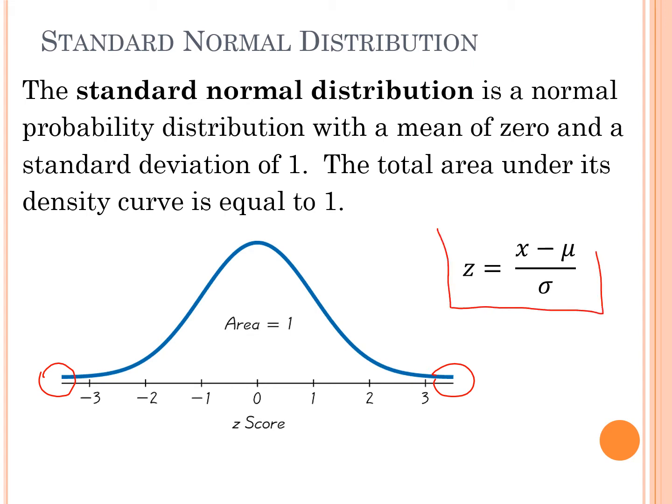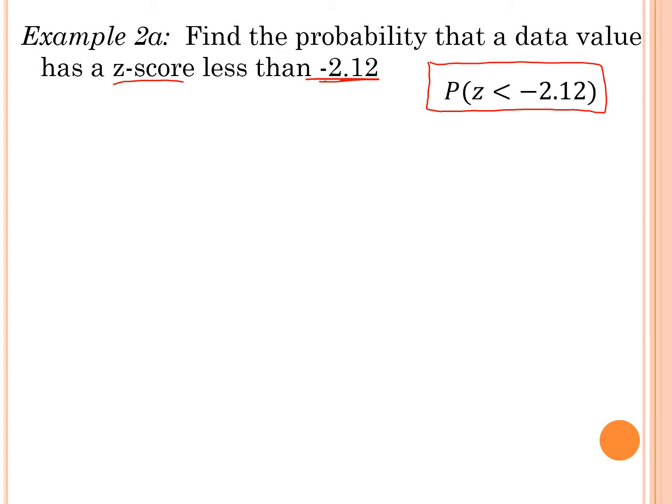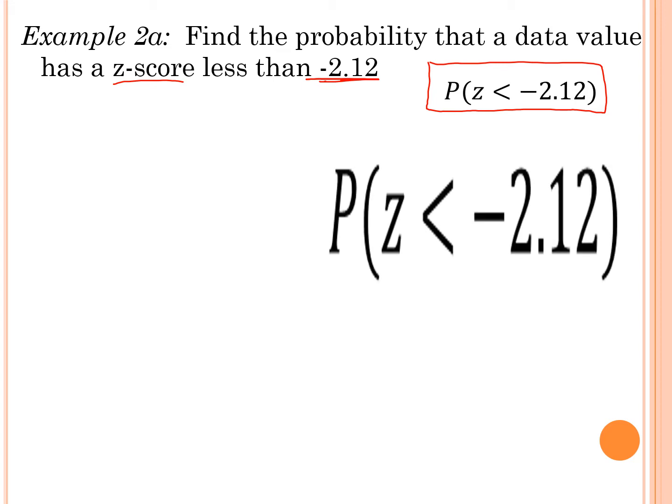Back in chapter 4, we did z-scores with this equation, x minus the mean over the standard deviation. So now let's use the density curve for the standard normal distribution to find some probabilities. So let's say a data value has a z-score of negative 2.12. Okay, so to start, we would write this like this. We want to find the probability that a data value in that curve has a z-score less than negative 2.12. Here's our standard normal distribution. We want to end up in the part of the curve that's to the left of negative 2.12.